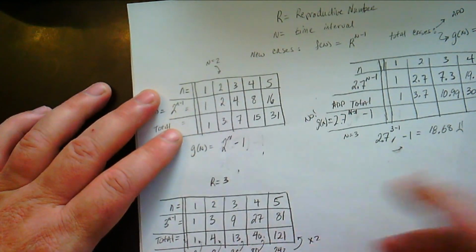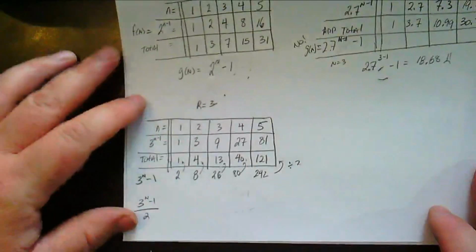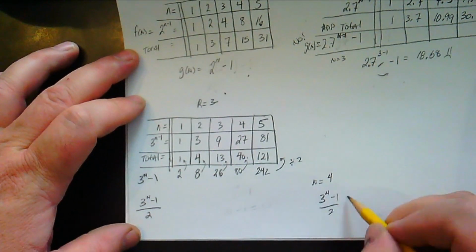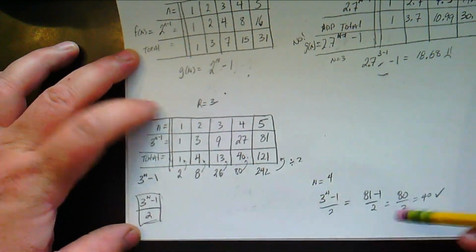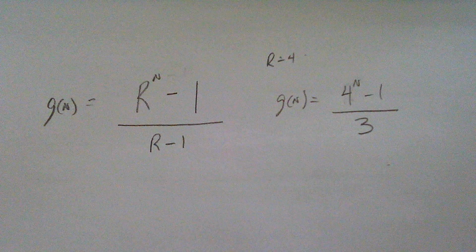What I noticed was that each time, when I did my formula, 3 to the power of n minus 1, I was twice the total. So if I divided by 2, it would work. So 3 to the power of n minus 1, divided by 2, worked just fine. So I plug in 4 and I get 40.